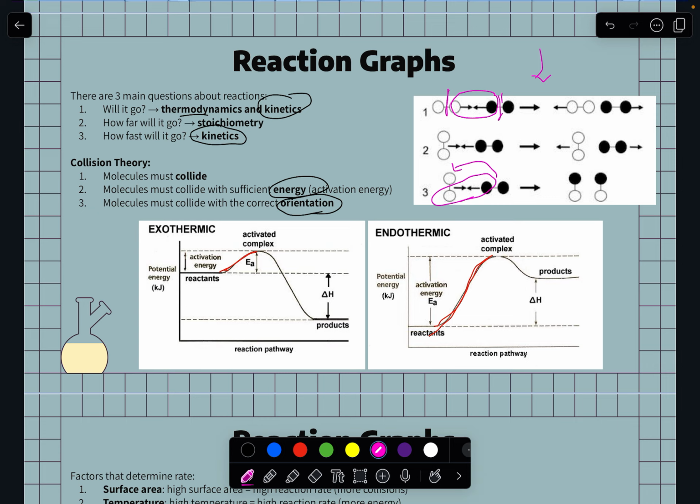Okay, so both of these have the same reaction happening, the same mechanism. But you'll see on the right here, only one of them forms the product, one of them bounces off. If it's bouncing off in 2, that means we don't have enough energy. Okay. For 3, we have enough energy and we have the right orientation, so the reaction happens. So for collision theory, we need all 3 parts. We need the molecules to collide, we need to have enough energy, and we need to have the correct orientation.